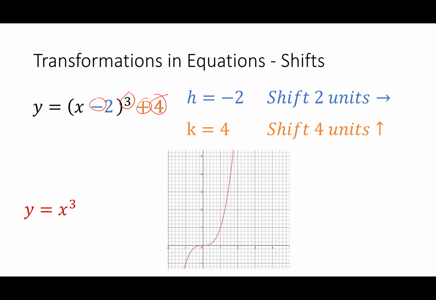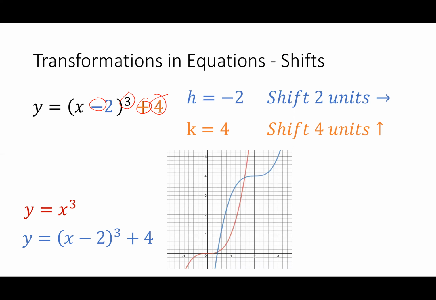Okay. Now, what does the graph of this thing look like? If I graph the blue line over the red one, this is the transformed function. I see that I've really just grabbed a hold of the initial toolkit function and just pushed it 2 units to the right and 4 units up.